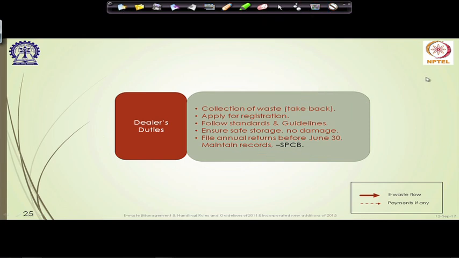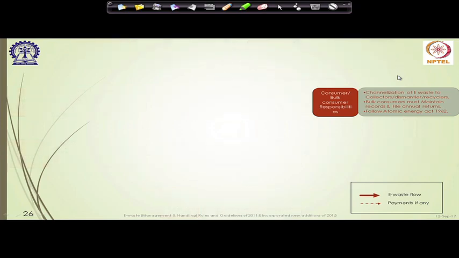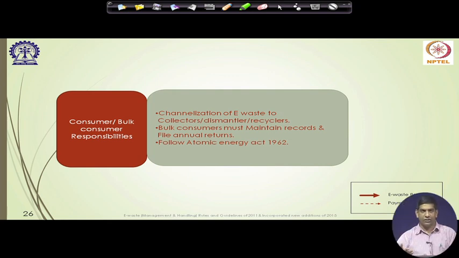We already covered this part earlier, just a quick summary. Next we will have the consumer and the bulk consumer responsibility. They have to make sure the e-waste goes to the registered collectors, registered dismantlers, registered recyclers. Bulk consumers also have to maintain records, file annual returns, and follow the Atomic Energy Act. So those are the consumer and bulk consumer responsibilities for electronic waste, as per the e-waste management rules that we have.